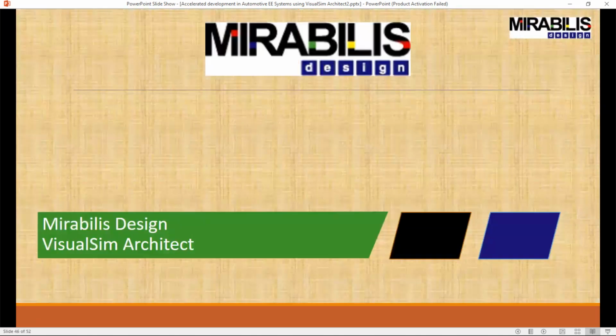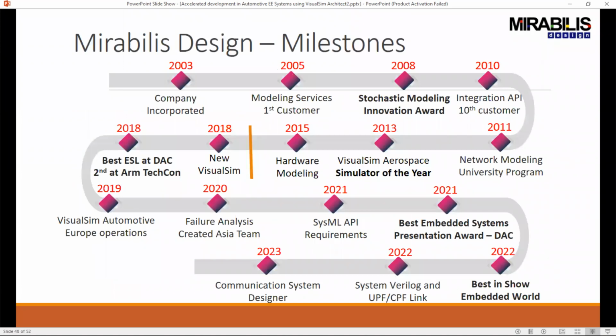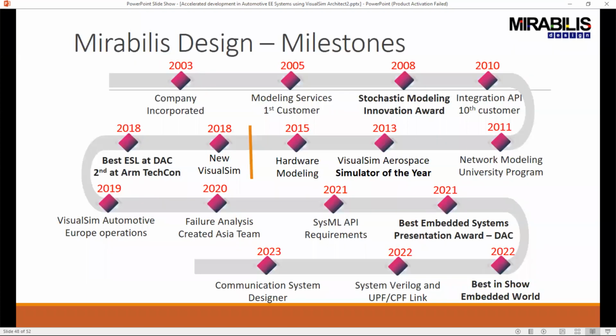Now, a little bit of information on Mirabilis Design and VisualSim Architect. We are an engineering solutions company focused on innovations in electronics. We are based in Silicon Valley, USA. We have various development and support centers across the US, India, Japan, China, and Czech Republic. Some of the milestones that have been achieved by Mirabilis Design over the years are shown here. Over the course of the years, we have won various awards and recognition in various conferences and shows. In 2022, we were awarded the best show in Embedded World, and we are currently preparing for the Communication System Designer in 2023.